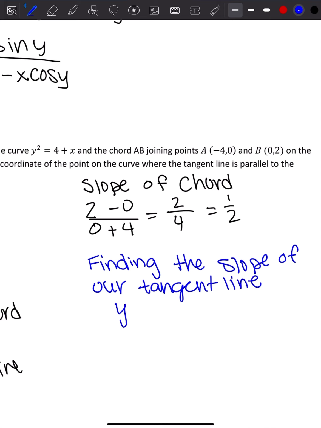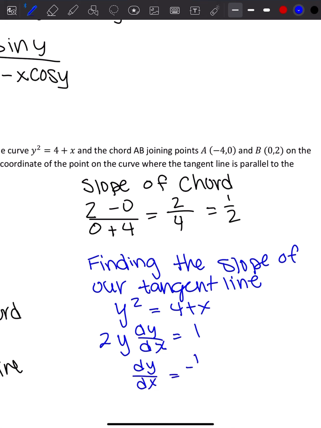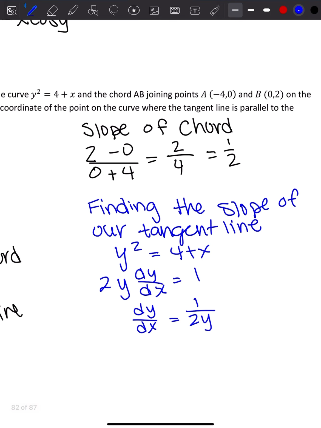So we want to take the derivative of y squared equals 4 plus x. The derivative of y squared is 2y dy over dx. The derivative of 4 is 0, and the derivative of x is 1. So we get 2y dy over dx equals 1. I can divide both sides by 2y to get 1 over 2y. So our equation for slope is 1 over 2y. The slope that we want it to be is 1/2, so we're going to set those equal to each other. So we have 1 over 2y is equal to 1/2. Well, in order for this to be true, our y value has to equal 1.